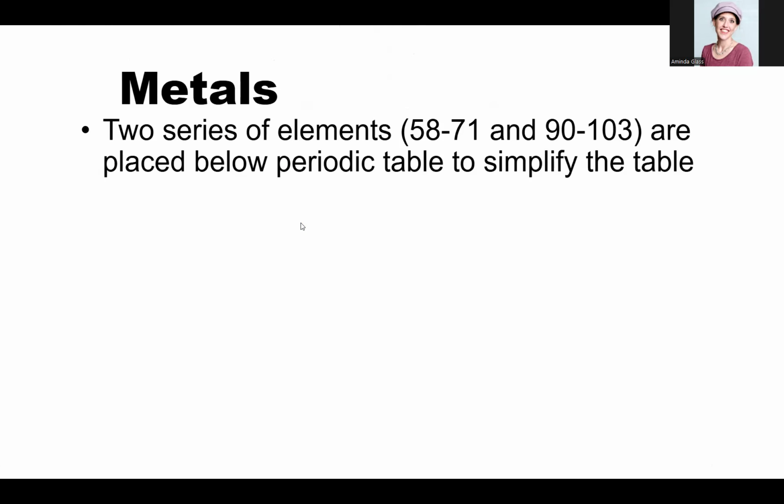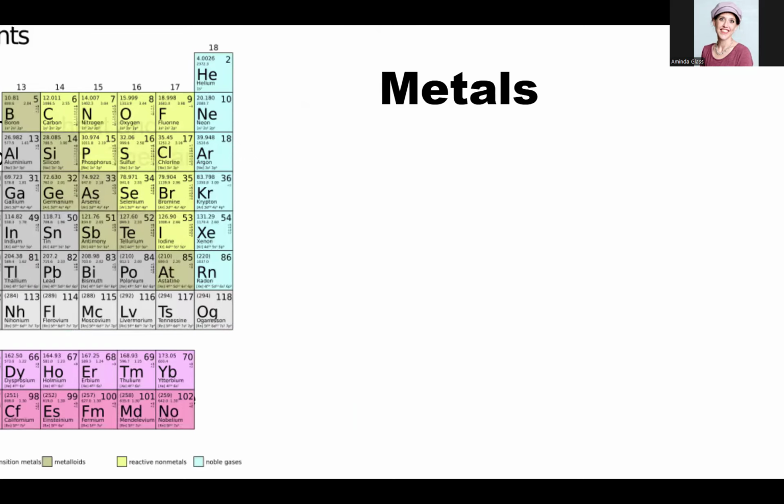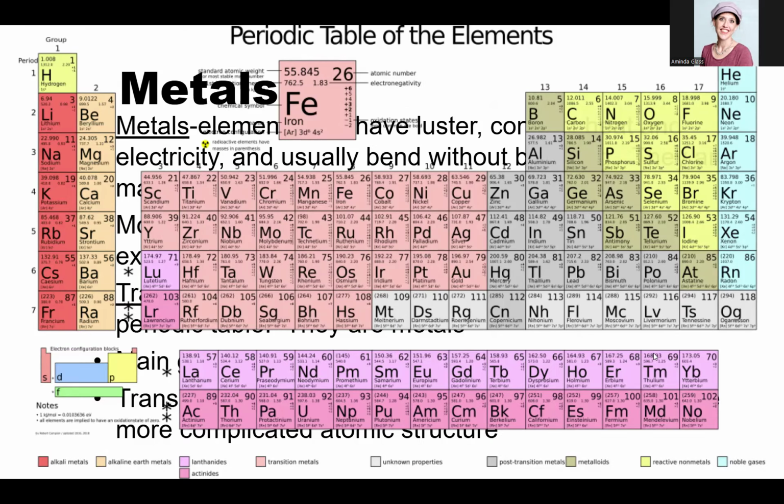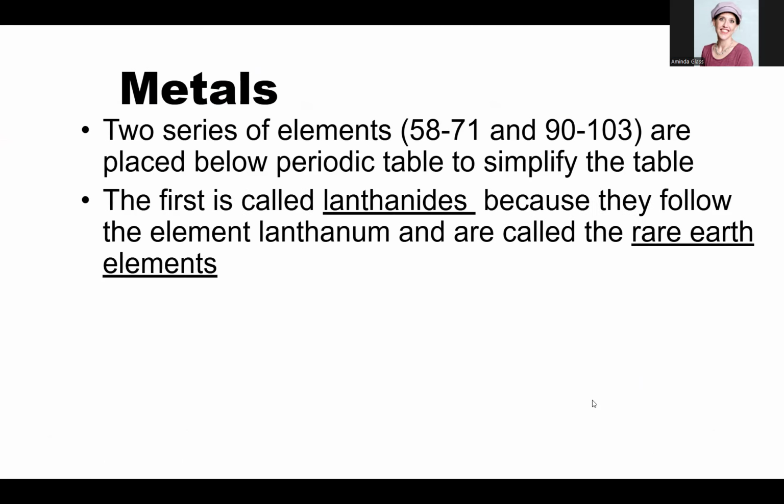Now there are two series of elements at the bottom of the periodic table right here. This is the lanthanide series, and this is the actinide series. They're placed below the periodic table just to simplify the table. Otherwise, the periodic table would be twice as long. But removing it makes it more manageable by just placing it at the bottom. You just have to know that after 57 and 70, you have those rows below the periodic table that you have to look at.